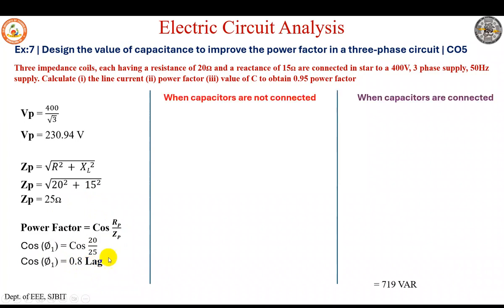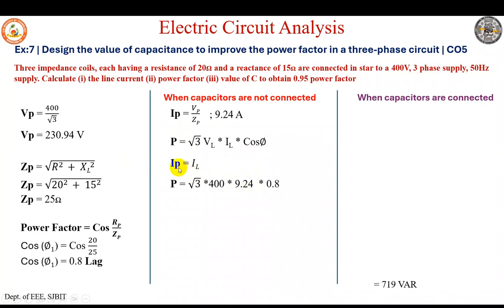Now, let's see what happens when the capacitance is not connected and what happens when capacitance are connected. Current per phase, VP by ZP, we get 9.24, and the formula for power in a three-phase circuit is given as root 3 VL IL cos phi. So now you can see we have calculated IP, but here we are substituting the same value, because as discussed earlier, we know that in star IP and IL both are same. So solving that, we get the real power as 5120 watts.